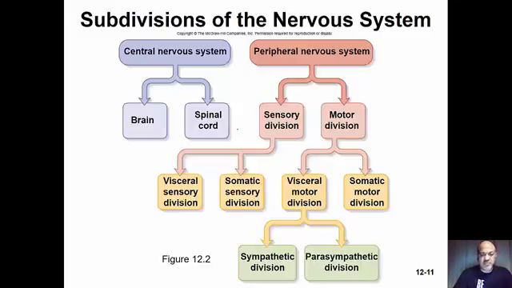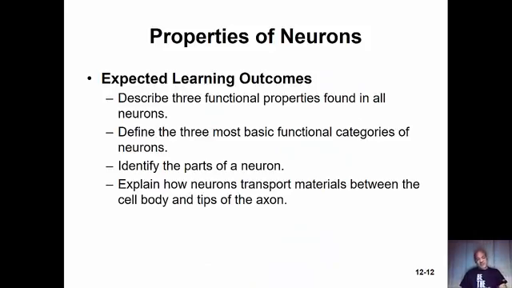Here's a nice diagram that summarizes everything we just covered. We have the nervous system, the central nervous system, which includes the brain and the spinal cord. Then for the peripheral nervous system, we have both the sensory and motor divisions, and each one is going to have visceral and somatic divisions. And then the visceral motor division, or the autonomic division, has sympathetic and parasympathetic. Remember, sympathetic is one of arousal, the other one is one of calming. And so that is it for section 1.